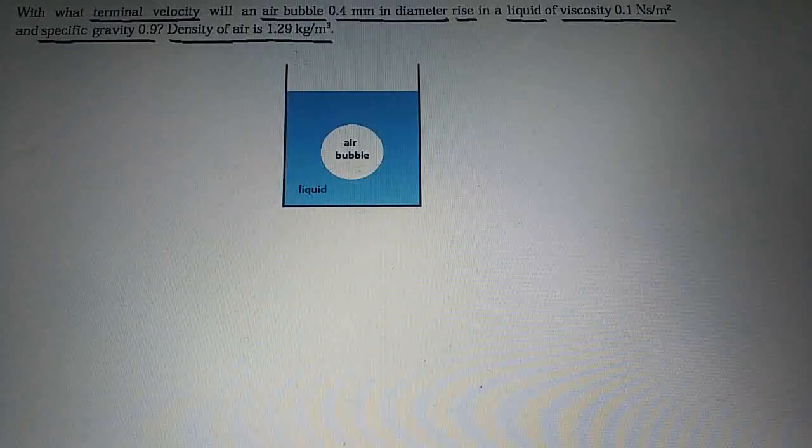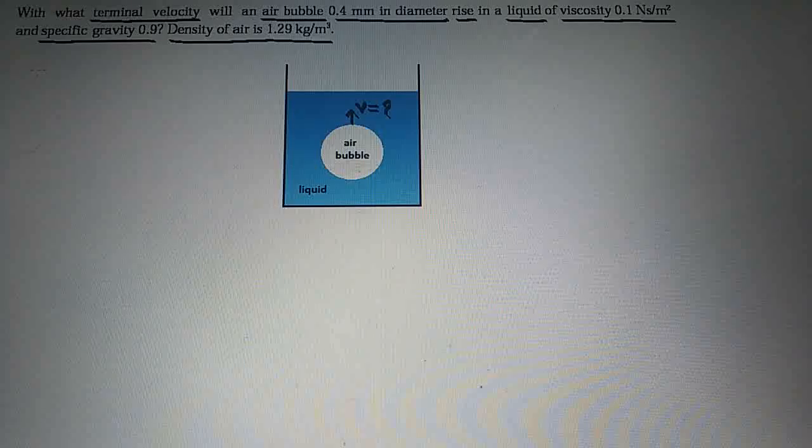So first of all we will draw the diagram. See this figure here. There is a liquid placed in a container here, and there is an air bubble in this liquid, and this air bubble will be rising up. So when the air bubble rises up, what will be the terminal velocity of this air bubble? We have to find out.